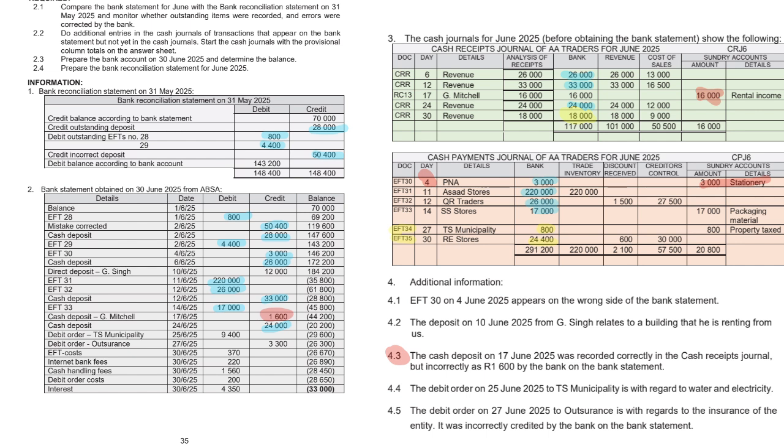Now that we've compared our two journals with our bank statement and we've compared our bank reconciliation statement of last month to our bank statement of this month, we can now go and look at our additional information and complete those entries onto our answer sheet so that we can get our final bank reconciliation statement completed.